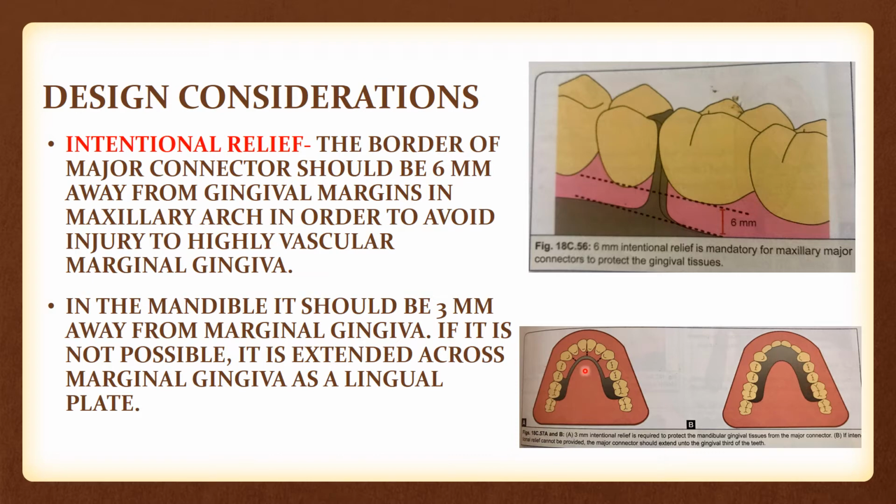plate. There can be cases where there is mobility, and in this case you cannot provide this intentional relief. At that time, what you can do is extend it across the marginal gingiva, designing the major connector such that it acts as a lingual plate above the teeth. It should not be near the gingival margins; it should be above, and it should cross the marginal gingiva. So this was the first design consideration.